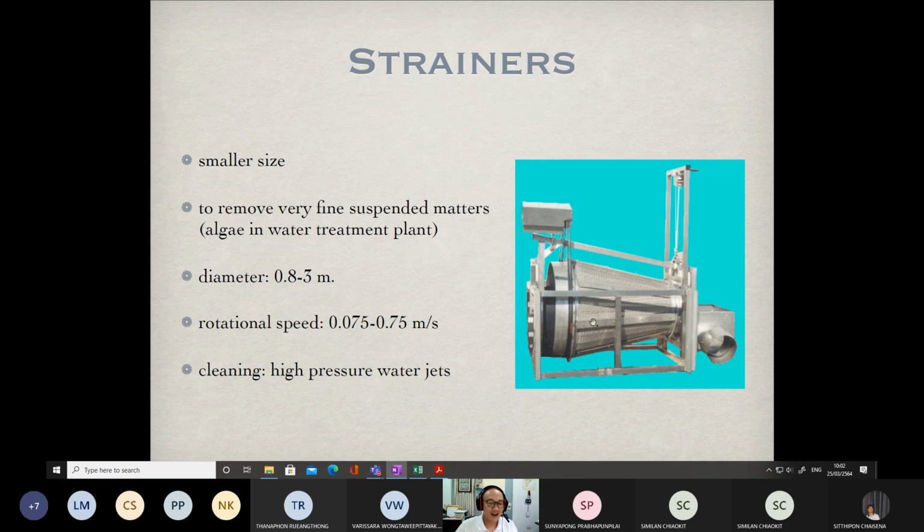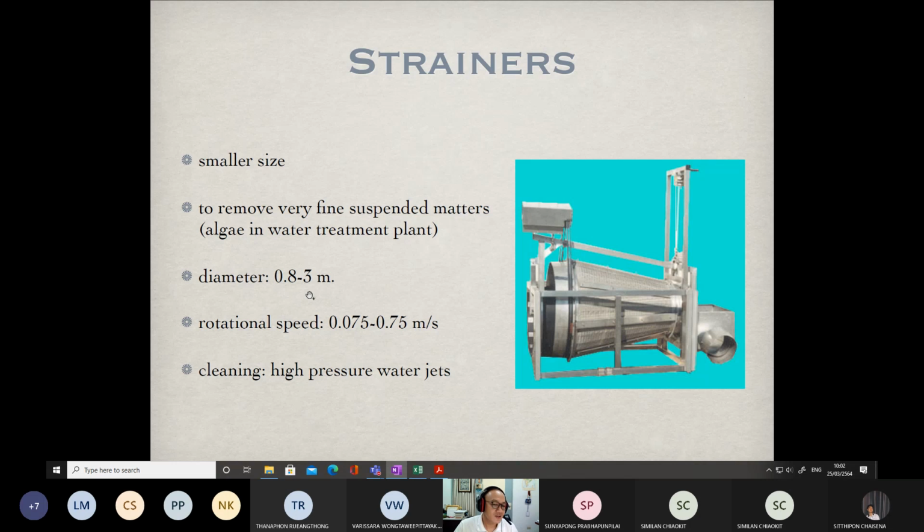We can actually classify this one as the moving screens. During the operation, this drum is always rotating. It's rotated all the time. So you can see that we have a cable connecting this drum with the motor. The rotational speed for this is between 0.075 to 0.75 meters per second.